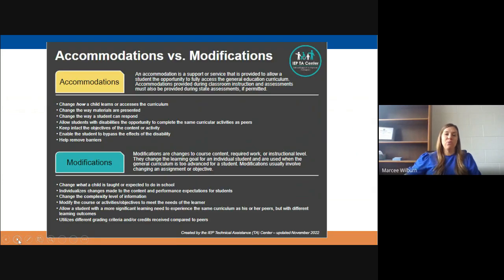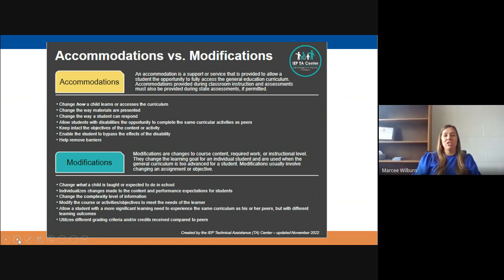All right, we're going to move on to accommodations and modifications. Again, I know this is terminology that you are definitely aware of and implementing on a daily basis. So just a quick overview, and then we'll jump right into an activity.